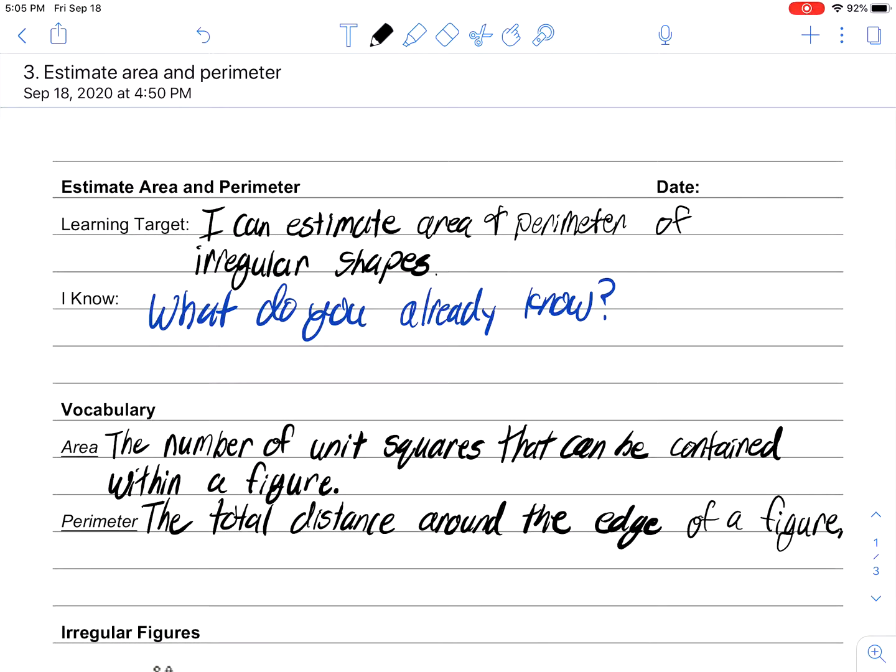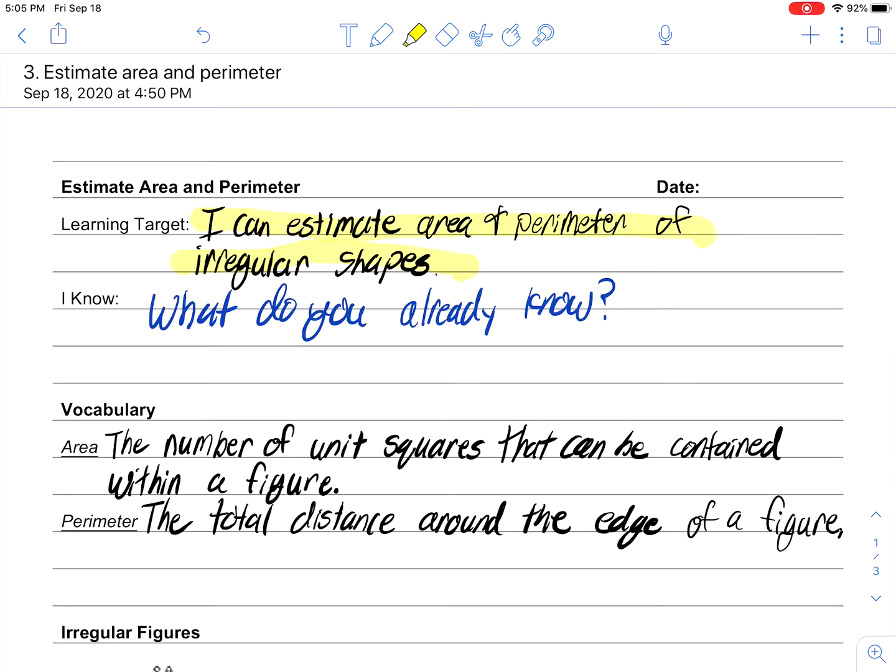All right, for today's video, we are talking about how to estimate area and perimeter of a shape. So our learning target is: I can estimate the area and perimeter of irregular shapes. For your "I know," please write down what you already know about area and perimeter.